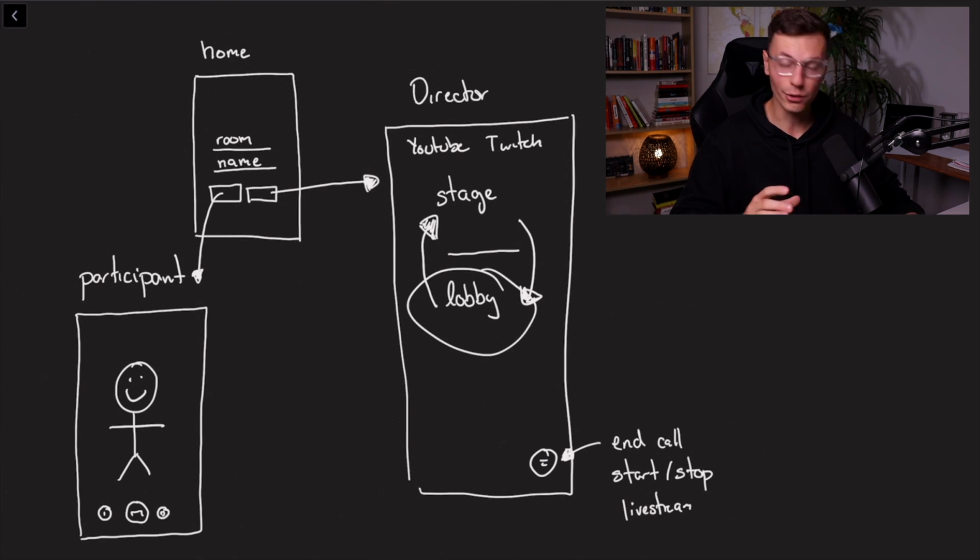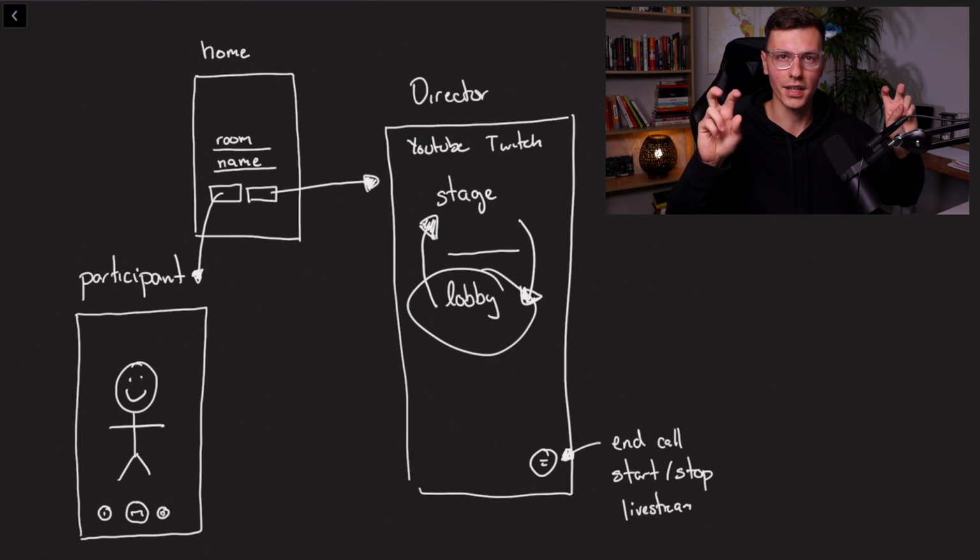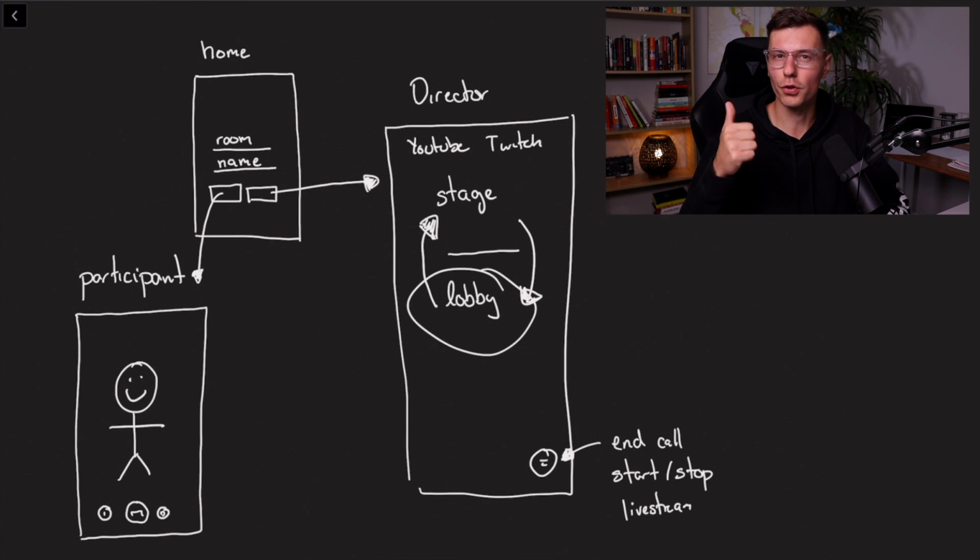So what is state management? If we take a look at this application, within the director part of it, we have a lot of different states. So we have stuff like who are the people on the stage, people in the lobby, what platforms we're streaming to, whether the live stream is live or not, and things like that. So depending on how big your application is and how much of these state objects you're going to be using on different pages, you might want to split it up into multiple state objects.